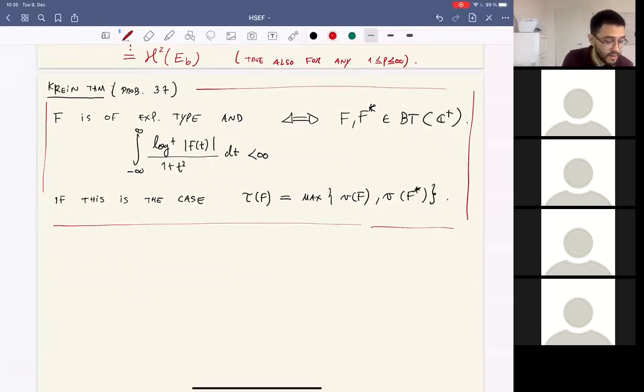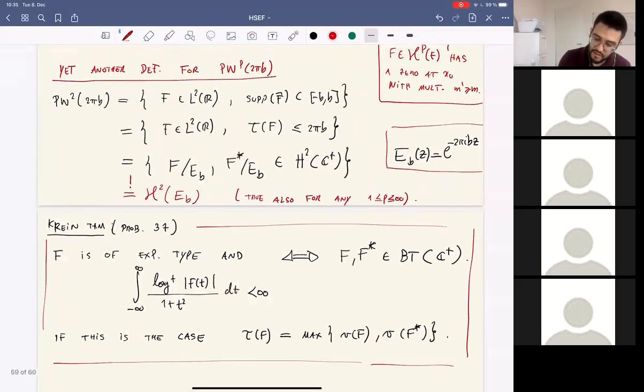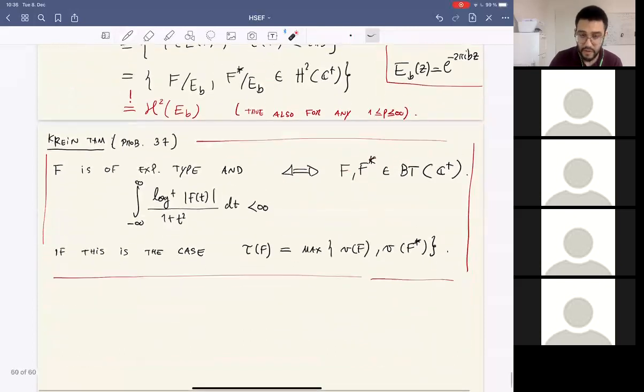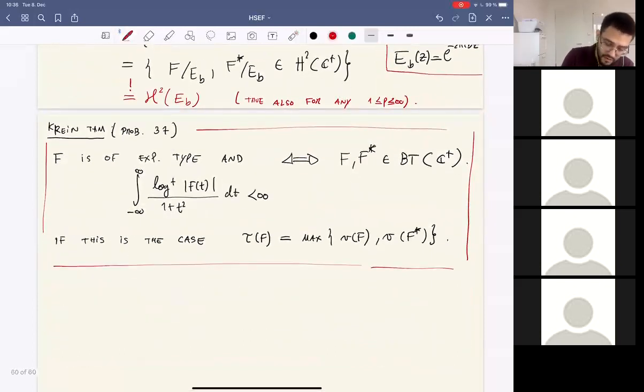So suppose we have, well, the condition on the line is always the same, because recall that this function E_B here has norm one on the real line. So the L2 condition on the line would be the same between the Paley-Wiener space here and the Hardy space there. So I just have to show that the exponential type can be translated into bounded type and vice versa. And then you can see easily that, well, that's exactly what Krein's theorem is saying.